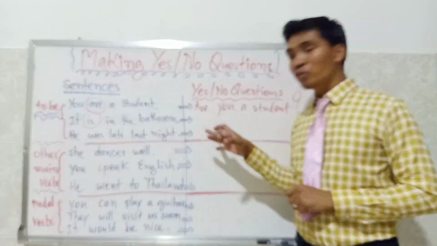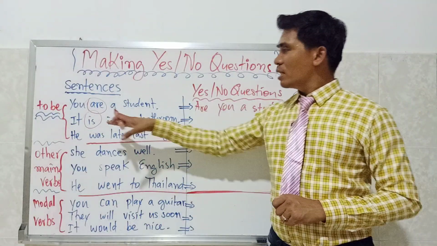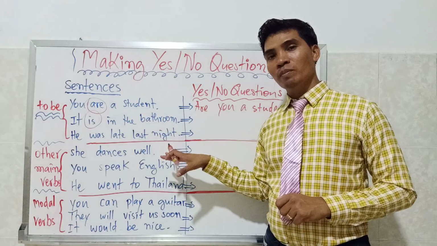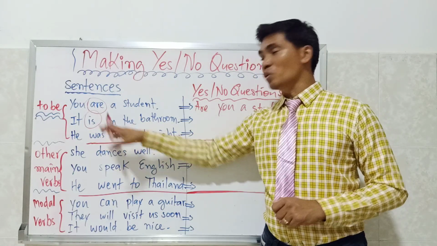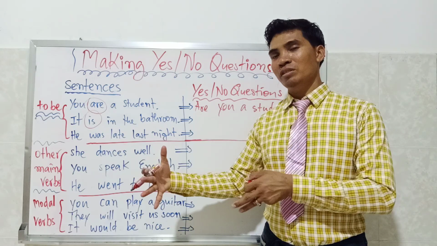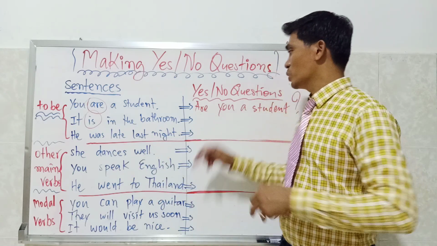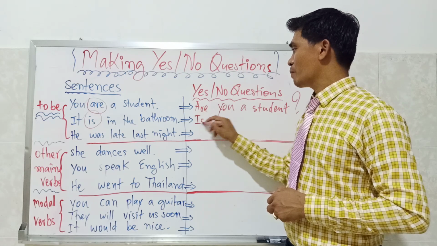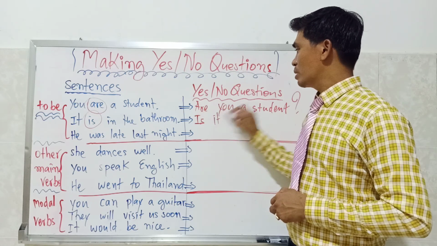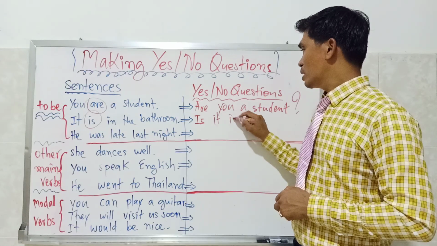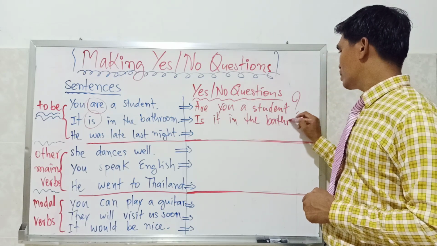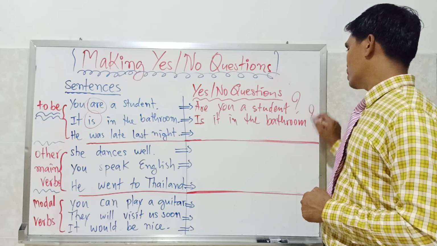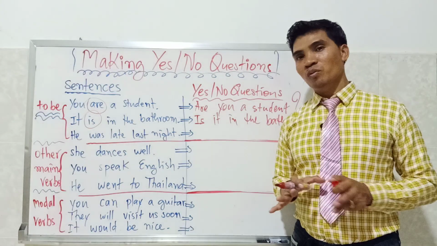Move to sentence number 2. It is in the bathroom. The verb to be in the sentence is is. So to make a yes-no question, verb to be starts first. So, is it in the bathroom? Yeah, is it in the bathroom?